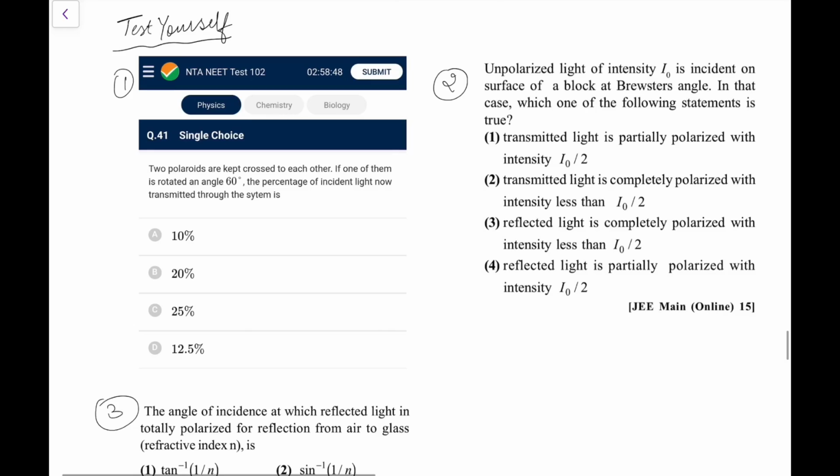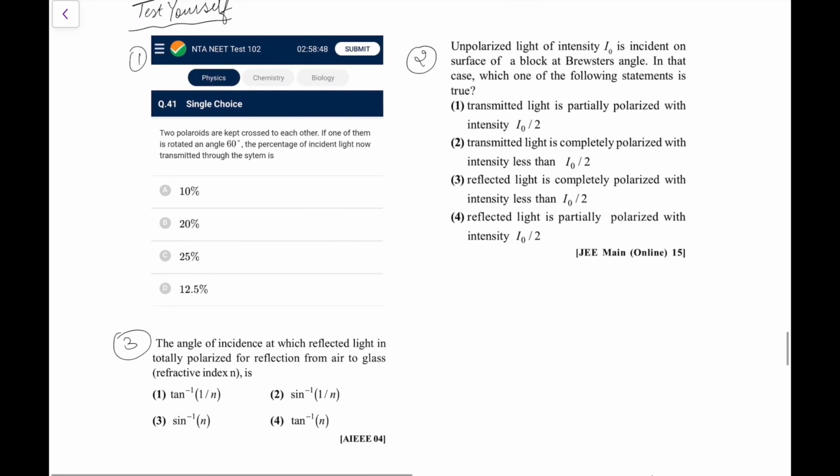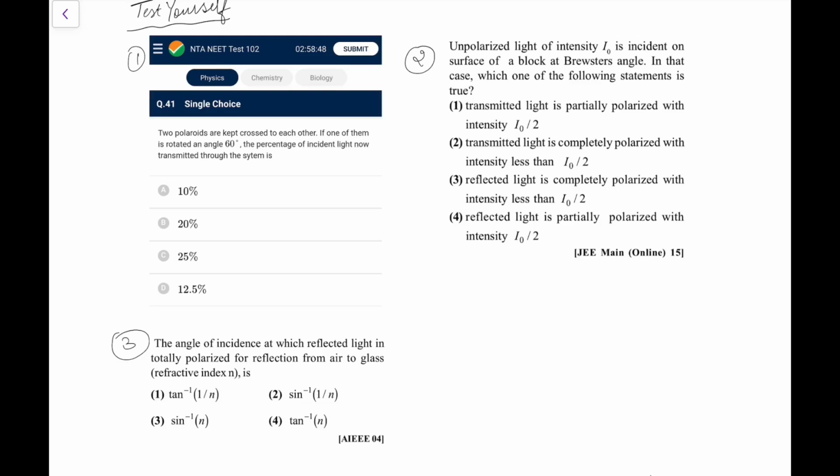So this was for the polarization. Now you can test yourself with these 3 questions. Take a screenshot, and that was from my side.